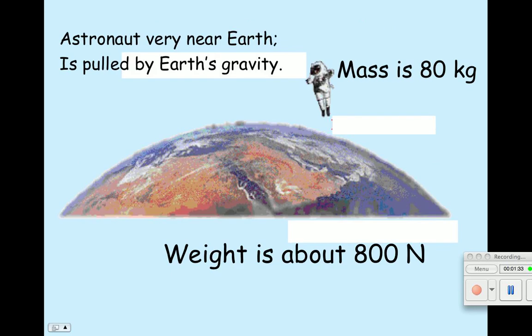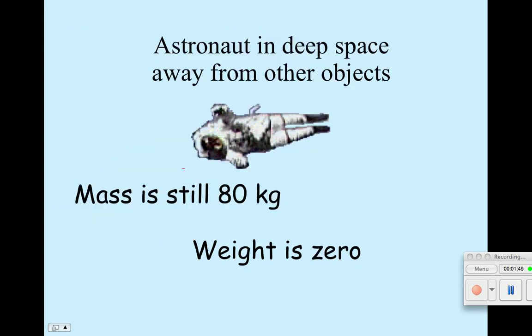So as we saw before, an astronaut very near the Earth is pulled by Earth's gravity. He has a certain amount of matter. He has 80 kilograms of matter, and so that is his mass. And near Earth, since gravity is pulling at 9.8 meters per second squared, his weight is about 800 newtons. If he's out in deep space where there is no gravity pulling upon him, he still has the same amount of matter, 80 kilograms, but now his weight is 0. He's weightless because gravity is not affecting him.